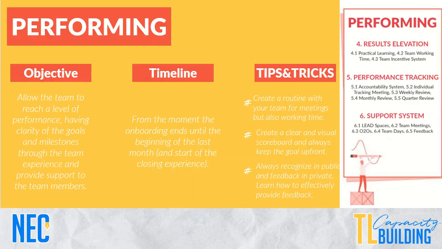So let's start by reminding ourselves what we saw in the first episode of team standards: the objective, the timeline, and the tips and tricks of performing. The performing phase mainly looks to make the team perform. So it's very simple. The objective is to allow the team to reach a level of performance, to have clarity of the goals and actually accomplish those goals, and to support your members through the whole team experience.